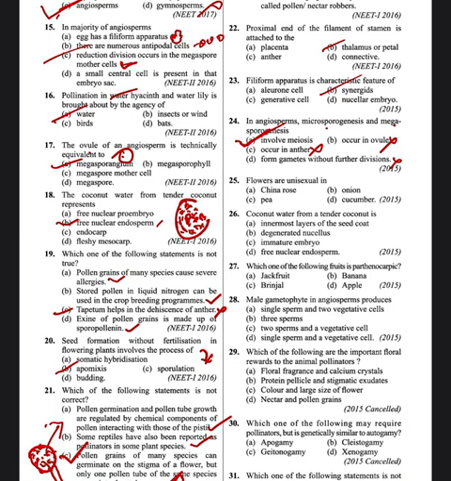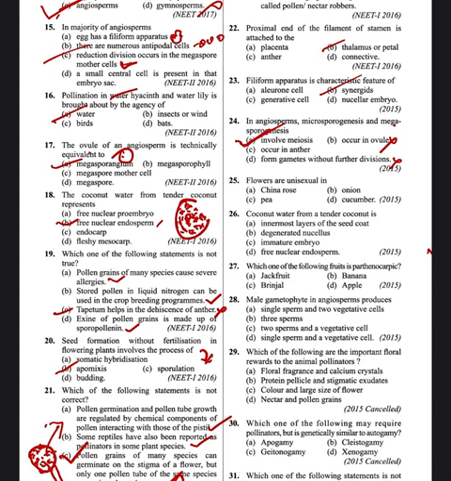Flowers are unisexual in Cucurbitaceae families. They all have unisexual flowers, and some show the dioecious condition: the male plant is different, the female plant is different. So, the answer is cucumber.